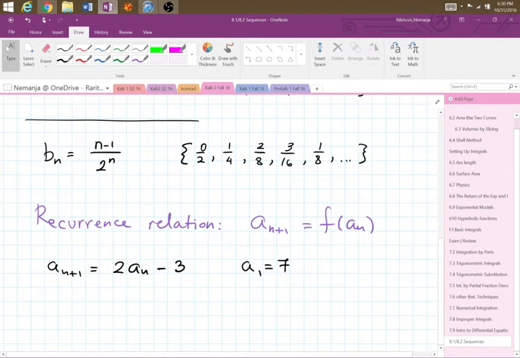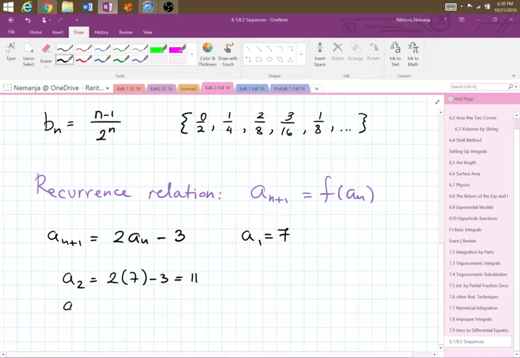Now we are using the first term in the sequence, and then we compute the next one. So when n is equal to 1, we can compute a2 as 2 times 7 minus 3, which is 11. Now that you have a2, you can compute a3 by 2 times 11 minus 3, which is 22 minus 3, which is 19.